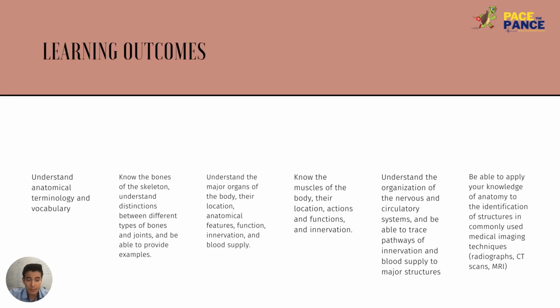So, some learning outcomes. We want to understand anatomical terminology. We want to know some of the basic bones, the skeletal structure, some of the joints, major organs, muscles, the relationships, some of their functions, and the innervation, circulation, various topics with arteries and veins coming up. Today, we'll also be going through some MRIs and some CT scans, so stay tuned.